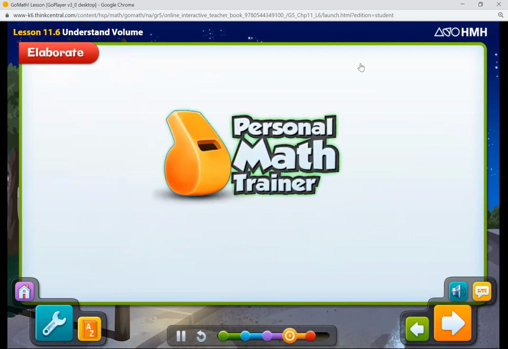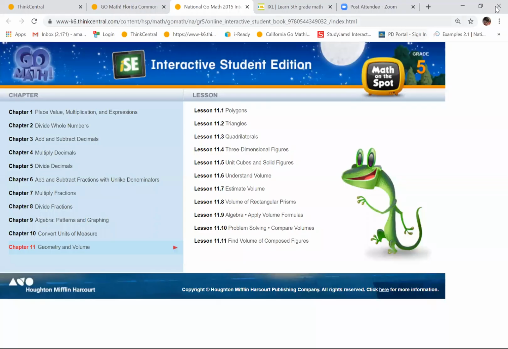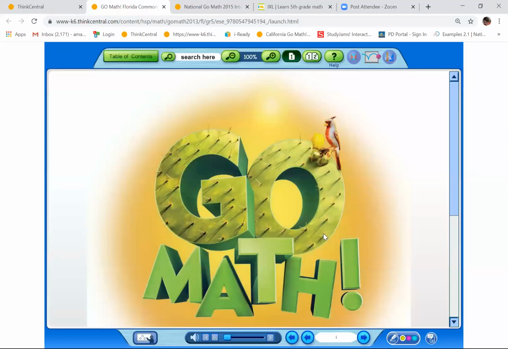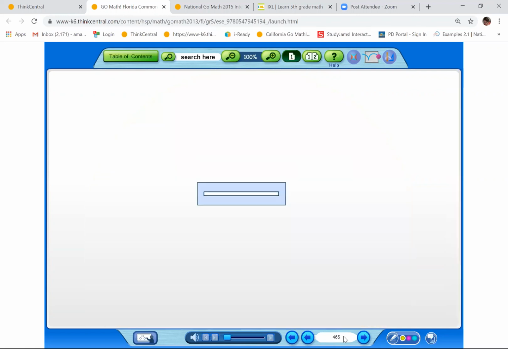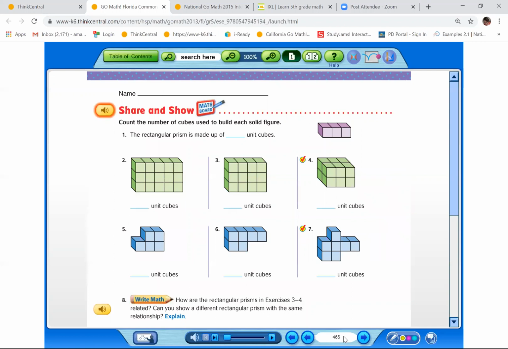Now, let's practice with the personal math trainer. We're going to practice with something else. We're going to practice with our Go Math textbook. And we're going to go to page... I was just there. I thought I was just at that page. 400. Nope. Not that one. Here it is. 465. That's the one. Okay.